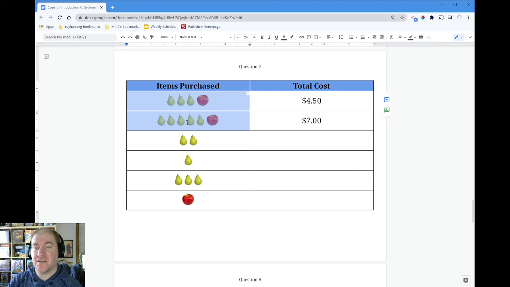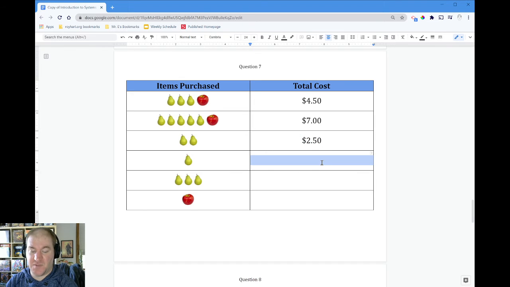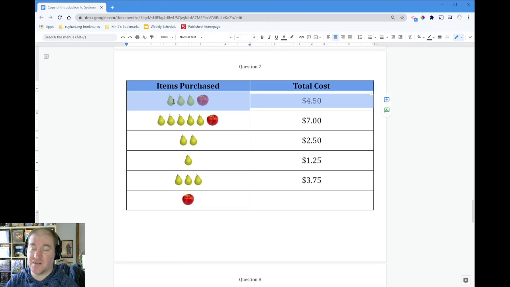So the difference between these two is 2 pears, and the difference in the cost is $2.50. That means that each pear must be $1.25. And they want to know 3 pears, which is $3.75. That's because this top row here, they bought 3 pears. If they spent $4.50 altogether and $3.75 was on all the pears, that means that 1 apple left over must be 75 cents.